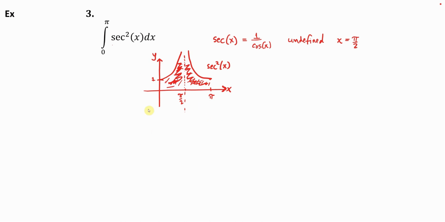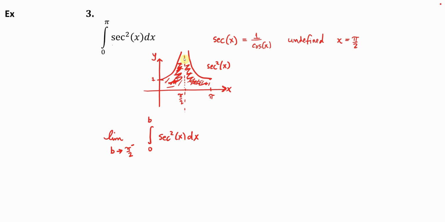But we have to break this integral up into two smaller integrals. First, the one on the left side here. That would be the limit, let's make another variable, let's call this b, as b approaches pi over 2 from the negative side of the integral from 0 to b of secant squared x dx.